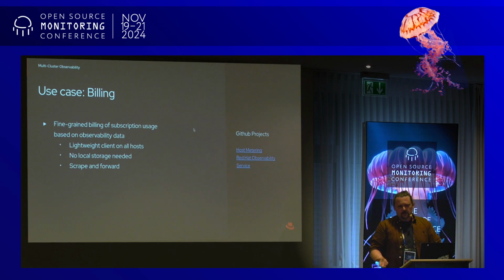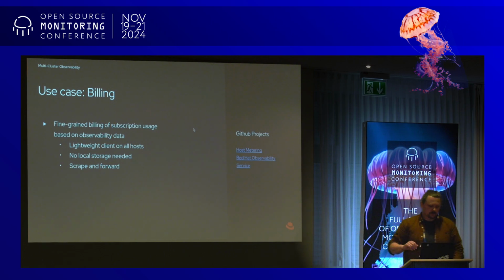So on these RHEL instances, there's a so-called host metering client running. You can also find it here. And this host metering client basically scrapes host metrics like CPU, number of CPUs, number of GPUs also, because it's also part of the subscription, uptime, how long this thing's running, and forwards it to our central storage for billing then.